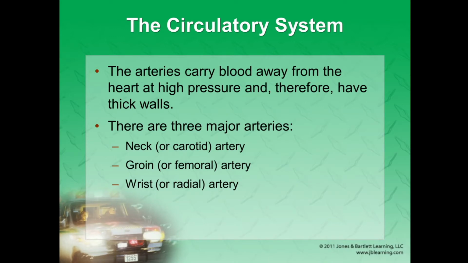Keep in mind that arteries carry blood away from the heart at high pressure and therefore have thick walls. When you learned CPR, of 3 major arteries, you do know when you're checking for CPR or performing CPR, we're going to check primarily the neck or the carotid artery. We also could check the groin or the femoral artery, and we could check the wrist or the radial artery. And does anybody know the artery we would check in infants? That would be the brachial artery, which is located in the upper arm.